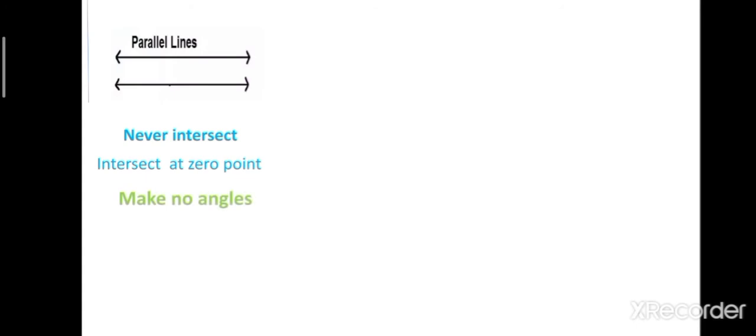Parallel lines. As we said in part 1, parallel lines never meet or touch, and they have the same distance apart from each other. So we can say that the parallel lines never intersect, or intersect at 0 point, making no angles. We can remember the parallel lines by the equal sign.